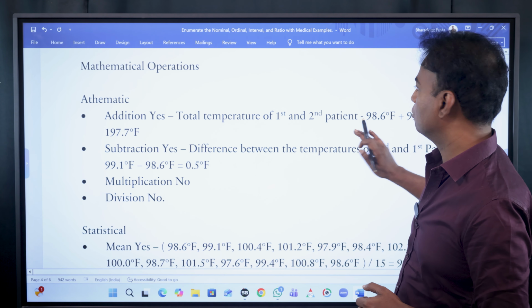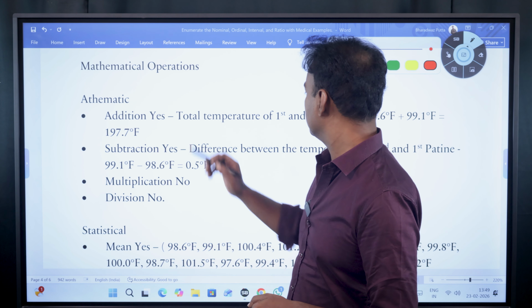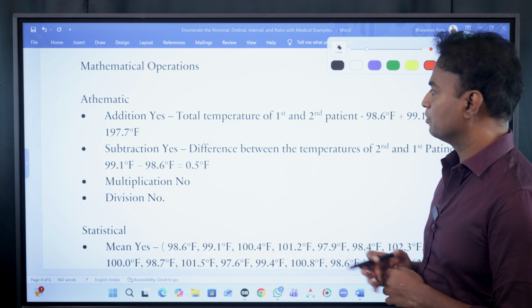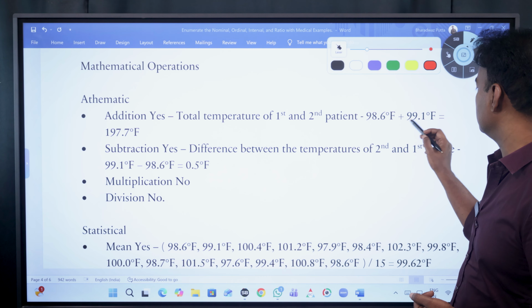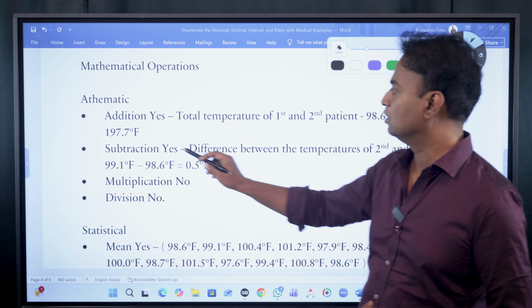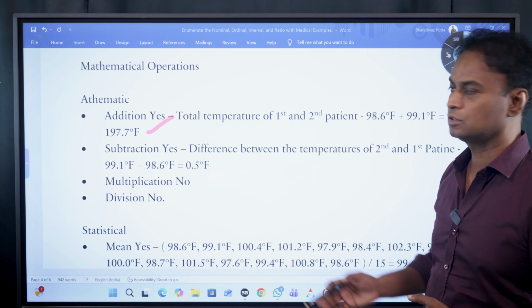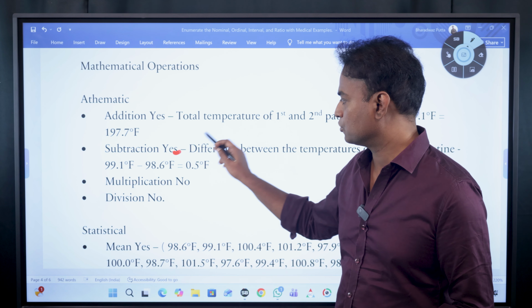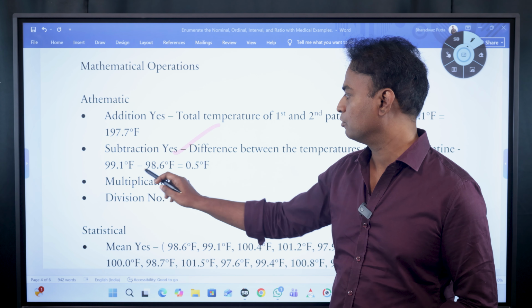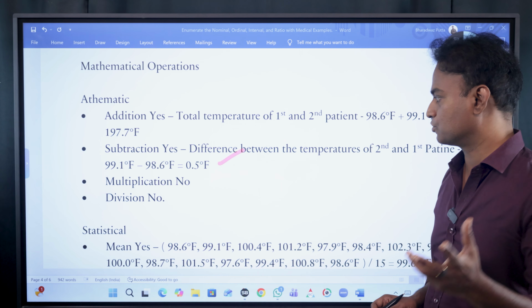Next, coming to mathematical operations and arithmetic operations, what operations can you perform? For addition, first patient and second patient temperature can be added, and when you add it, it is 98.6 plus 99.1 degree Fahrenheit, that is 197.7 degree Fahrenheit. You can add two values in interval scale. Can you subtract two values? Yes, you can subtract two values. 99.1 minus 98.6, that is 0.5. You can find the difference by subtracting it.